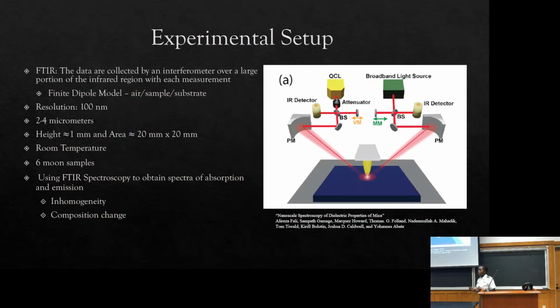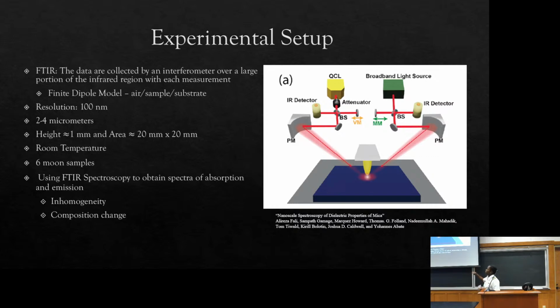For the sake of time, I will try to breeze over this, but if you have any in-depth questions, please ask at the end. This is a general idea of the setup in the lab itself. This is FTIR, where the data is collected by an interferometer over a large portion of the infrared region with each measurement.